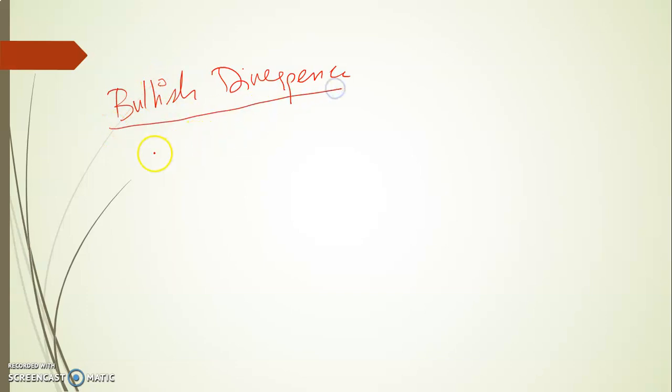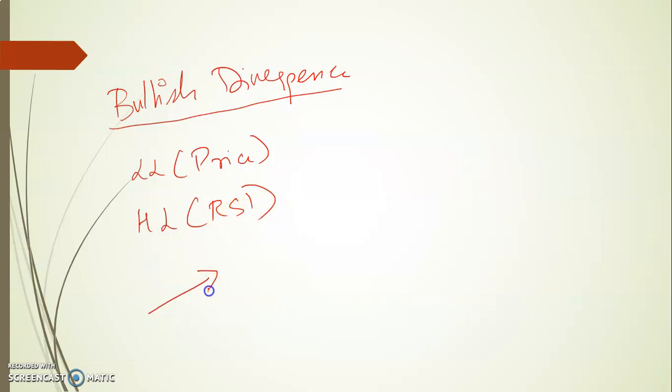So first we'll see the bullish divergence, where we find the weakness in the downtrend and then the market will go up. Here what we'll find is a lower low in price and a higher low in RSI. When we find this, there is a weakness in the downtrend and the market will go up once we see this kind of pattern.